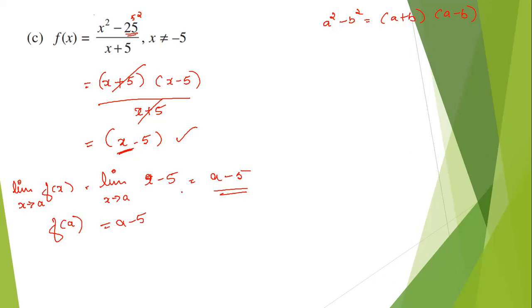Yeah. So, but here, what will be the domain? Here, what is the domain? Domain will be entire real number system, but minus 5 will not be included.